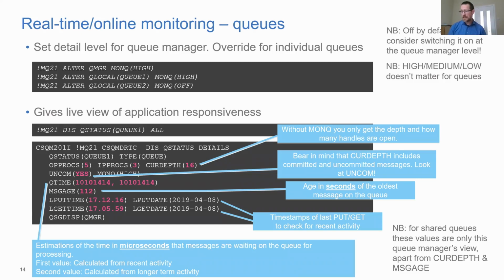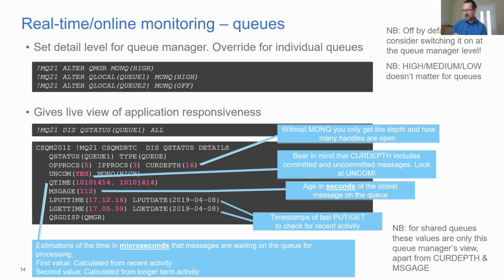Other really useful things in terms of understanding whether your queue's being processed in a timely manner is the queue time. The queue time basically allows you to see the average amount of time that messages are sitting on the queue waiting to be processed.